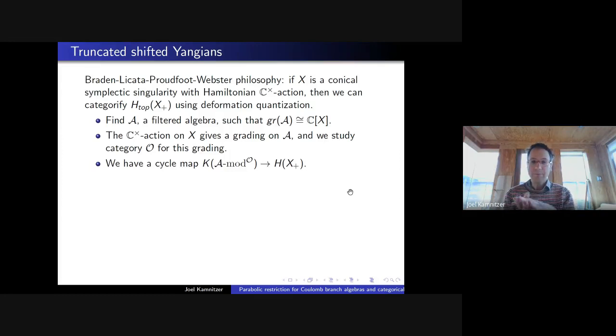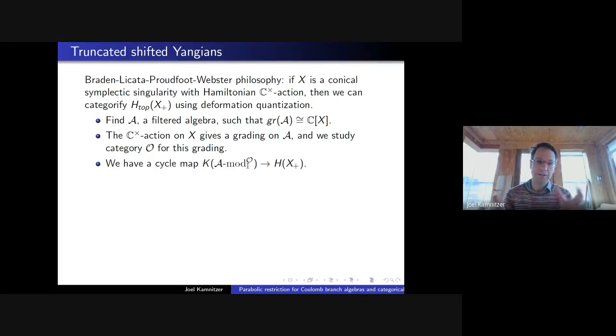Okay. So in this circumstance, if we can define a cycle map from the Grothendieck group of this category O to this top homology of X plus, so this H of X plus, just a short form for H top of X plus. How does the cycle map go?